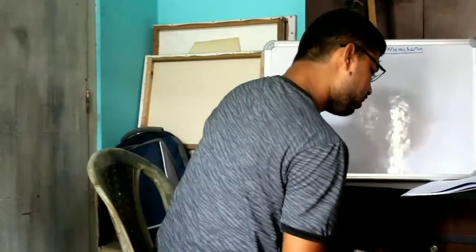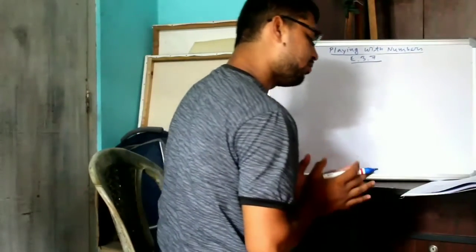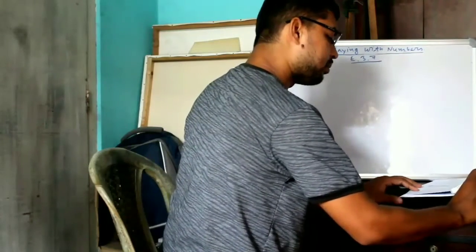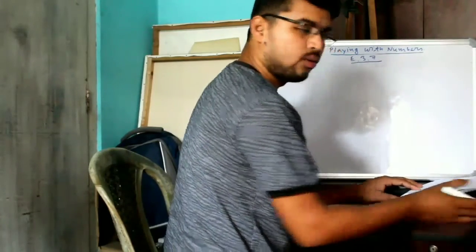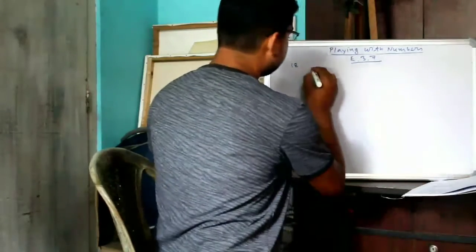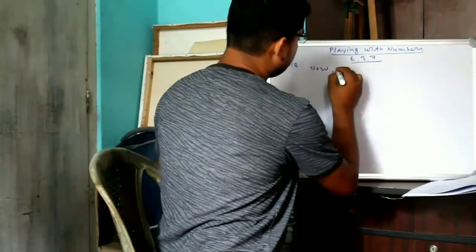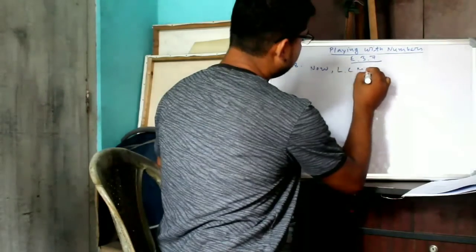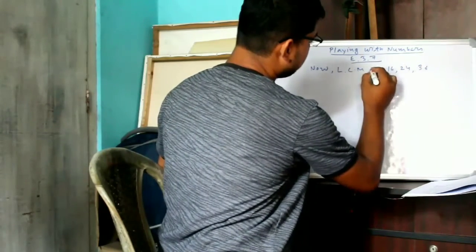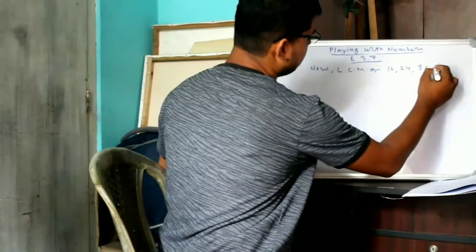Number 18. Find the least number from which 26 is subtracted, and the result is exactly divisible by 16, 24 and 36. Now we'll find the LCM of 16, 24, 36.